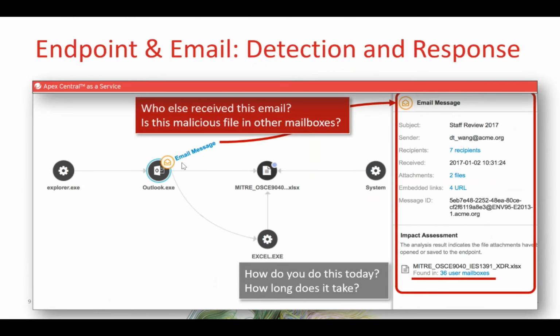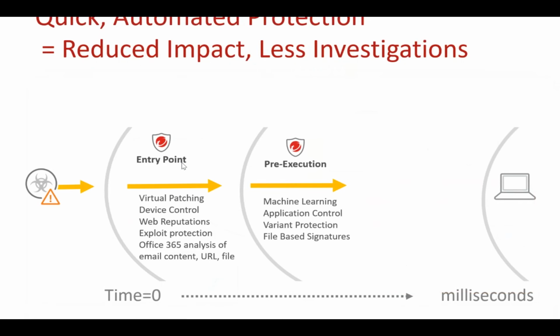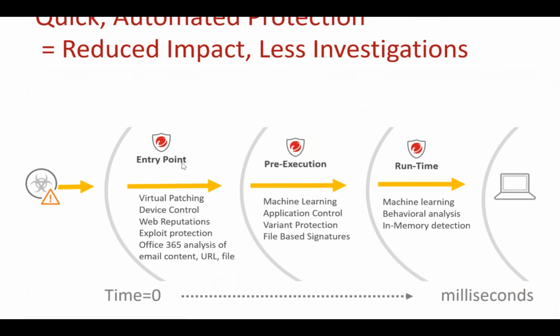I will check everything, then I can investigate further. So here, this is the sample mail which was received, and there will be some reports also, like the same malicious mail received by 36 user mailboxes. In this way, we can detect all the mail related threats, and we can investigate and clear the threats further. Quick automated protection equals reduced impact, less investigation.